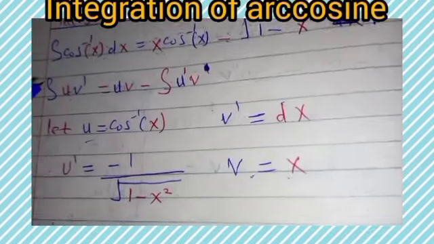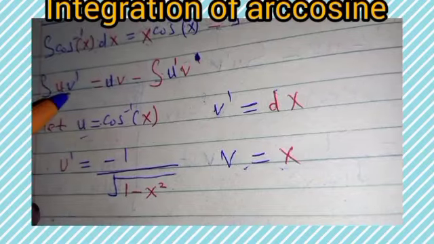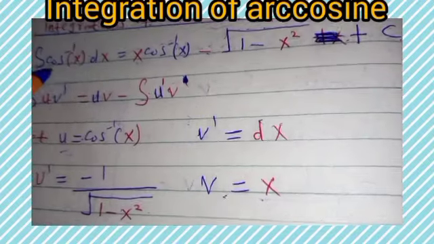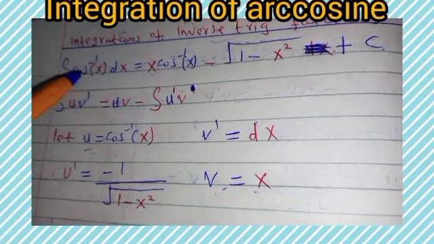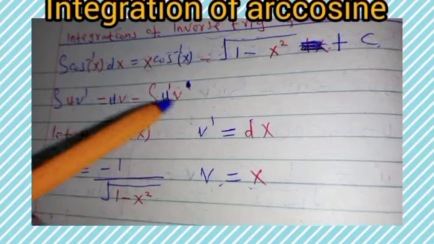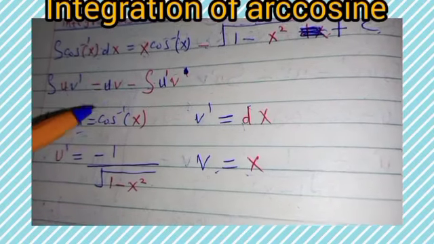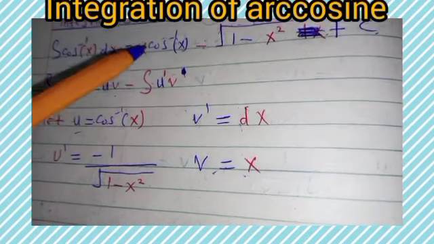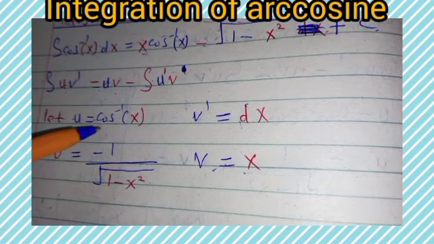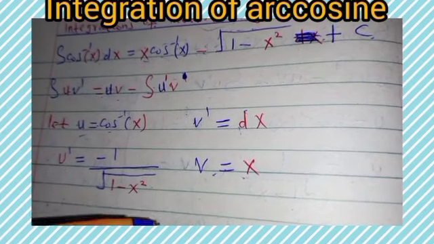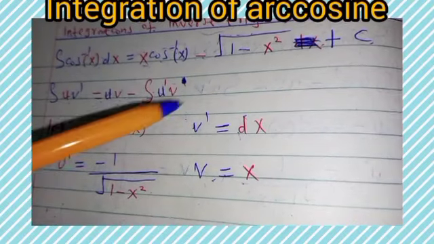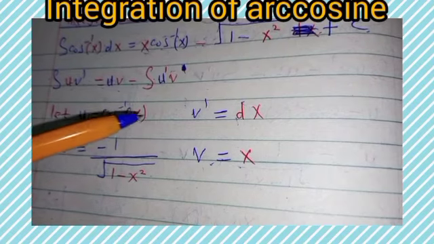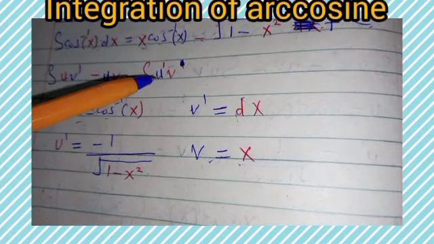We are going to make use of what is called integration by parts, whereby you have function u. Our function u is cos inverse of x, and our function v prime is dx, which is equal to u multiplied by v. Our v is x, and our u is cos inverse of x minus, so we are going to see now minus integral of u prime is this one here, then multiplied by v.